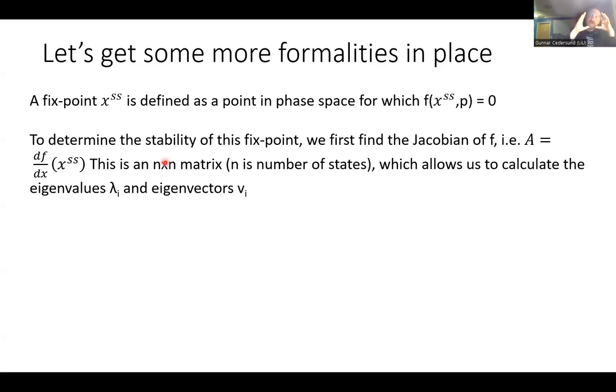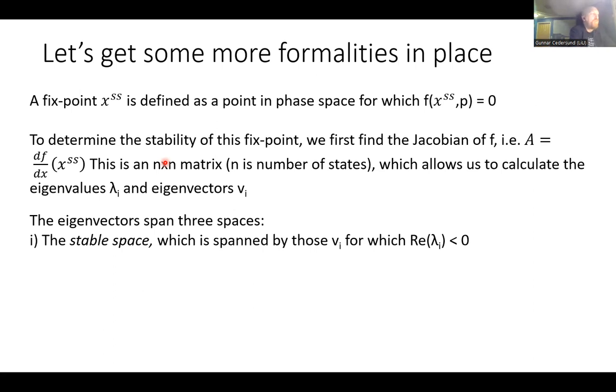And a square matrix like this, you can calculate eigenvalues and eigenvectors. And these eigenvalues and eigenvectors, they tell us valuable information about the stability of this fixed point. In particular, all of the eigenvectors, they will point in different directions in the total phase state space, the space of all the x's. And in general, there are 3 subspaces that are spanned by these eigenvectors.